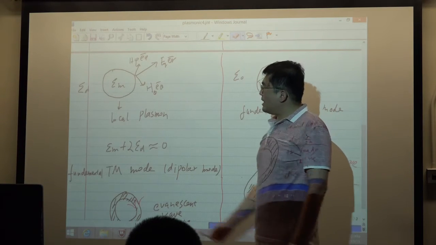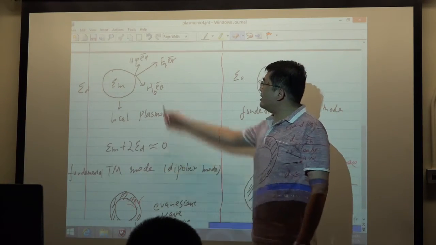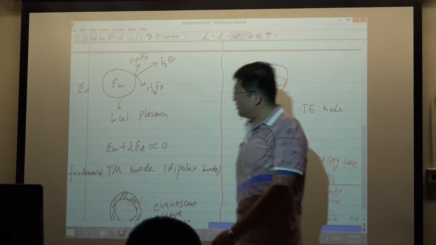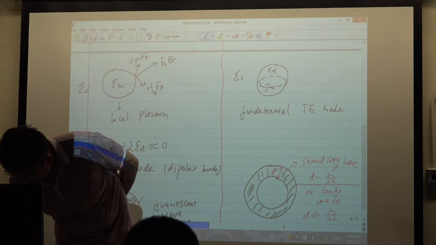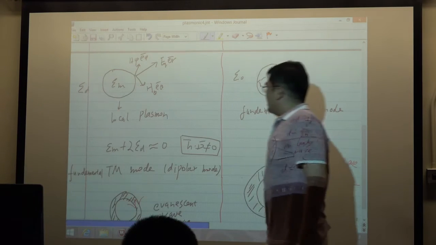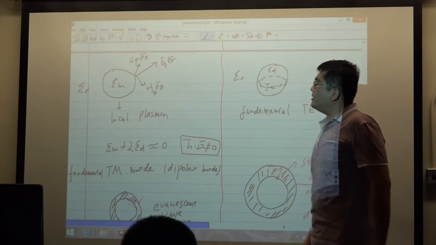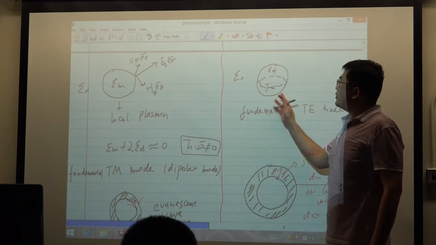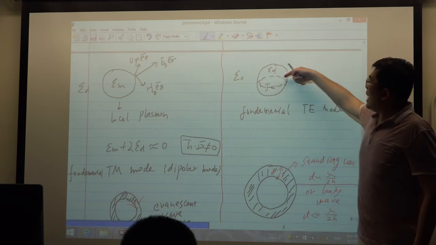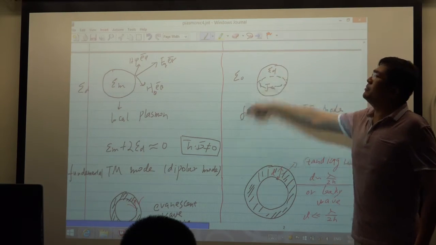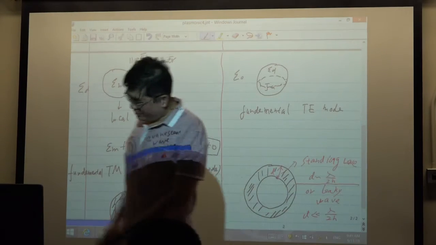I think the important thing is that it has a fundamental TM mode. This is a TM mode because N dot D is not equal to zero, so we can excite the surface plasmon. This forms a dipolar mode. This is the fundamental TM mode. But for a photonic sphere, I think the first fundamental mode is a TE mode. It's like a current loop. This is the fundamental mode for the TE mode.